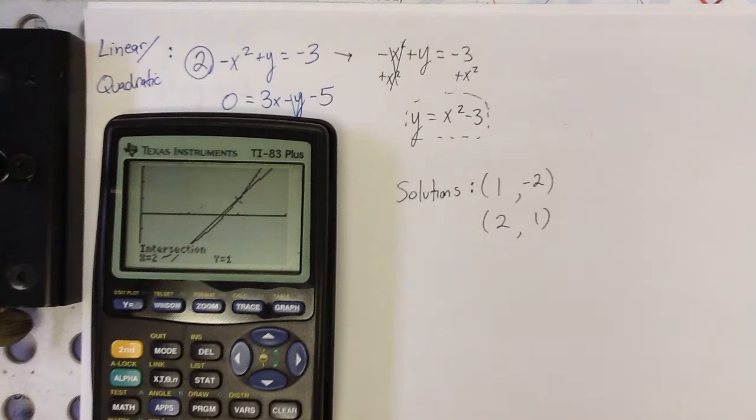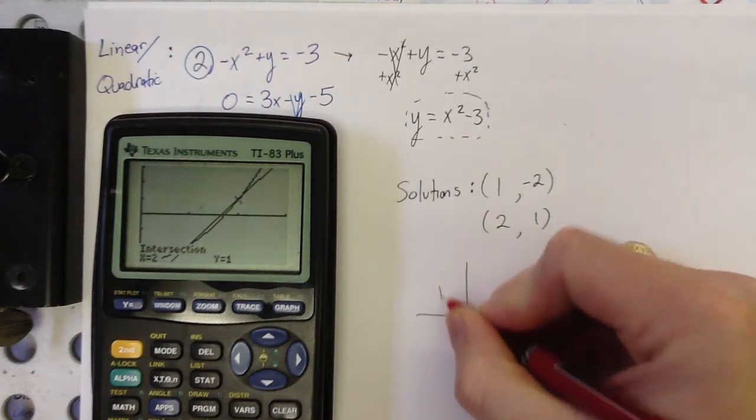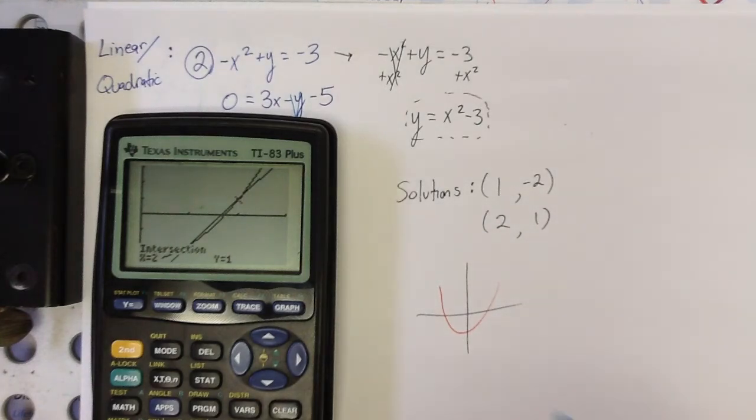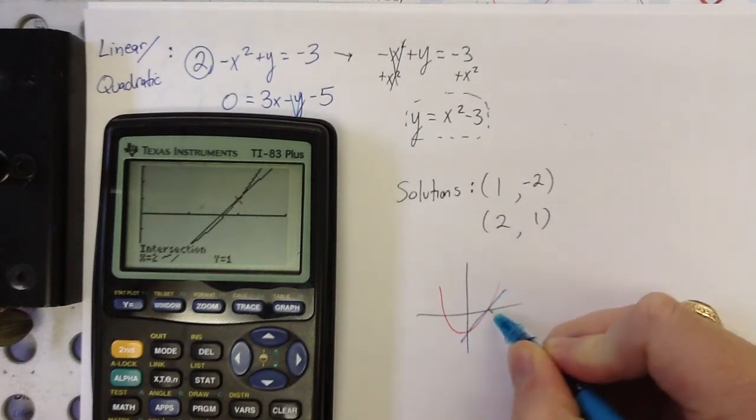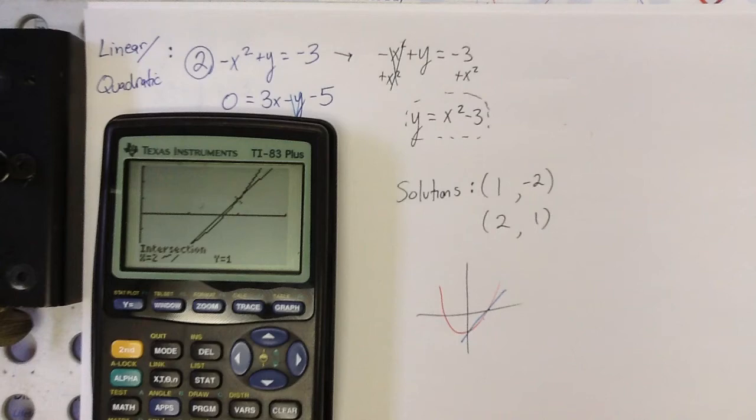Okay, so on a graph, just a rough sketch of this thing. You had a parabola that looked something like that. You had a line that crossed it twice. Okay, and that's a very rough sketch, but that's basically what's happening. Okay, you have a better graph on your calculator.